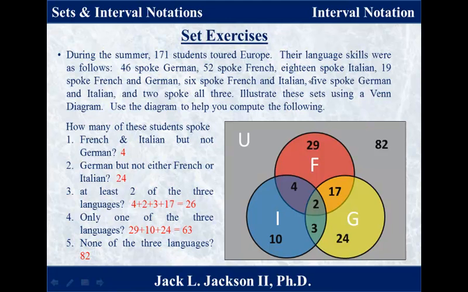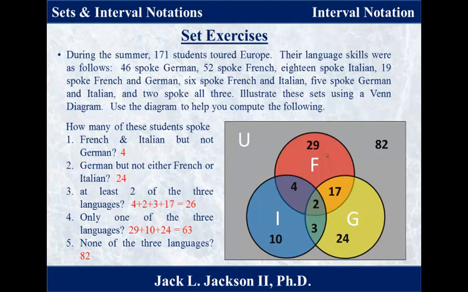Similarly, we can take the fact that there are 18 speaking Italian. We've already accounted for 4 plus 2 plus 3 is 9 of them, so that leaves 10 out here. And the German speakers, there are 46 of those, so that's going to leave 24 here, because we already counted 22. 24 more will make 46. Now, if you add all these together, we see that we're 82 short of the total 171. And so there are 82 out here that spoke none of those 3 languages. Perhaps they spoke some other language, maybe English or Spanish, perhaps.